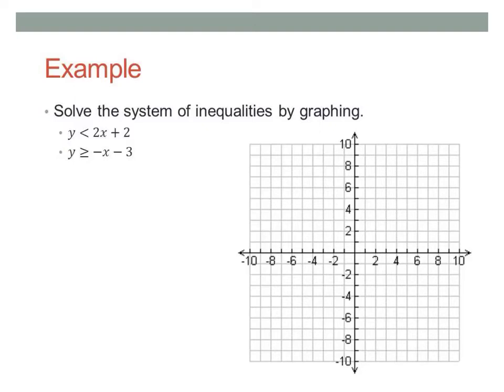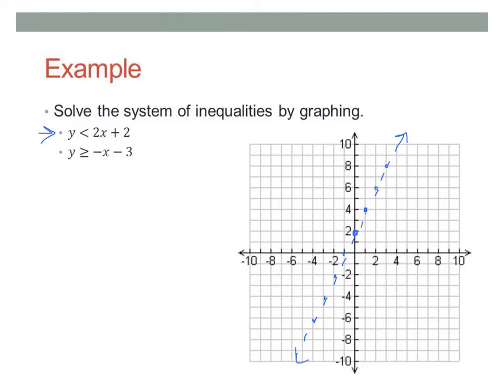Step 2 is to graph it, so if we graph this top one here, we're going to start at 2 on our y-axis, and we're going to go up 2 and over 1. So I put in a few points here. And then you need to remember what type of line this is going to graph. This is going to be a dashed line, so we're going to draw in a dashed line.